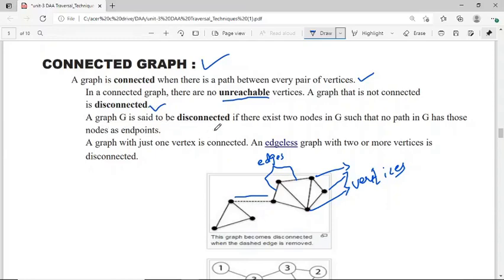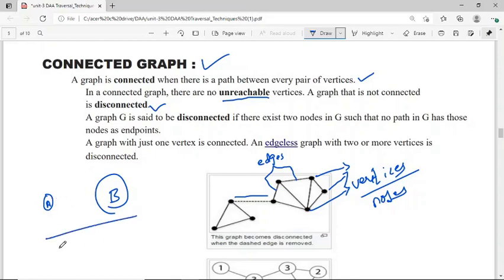A graph G is said to be disconnected if there exist two nodes in G such that no path in G has those nodes as endpoints. Vertices are also known as nodes. Like if we have a point A and here is B, but these two are not connected together, so this is called disconnected.